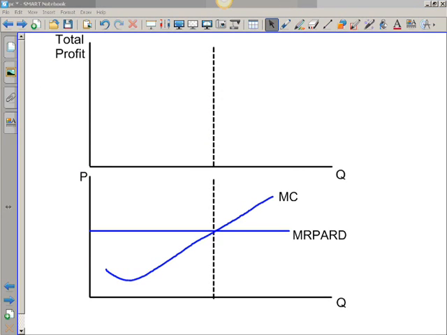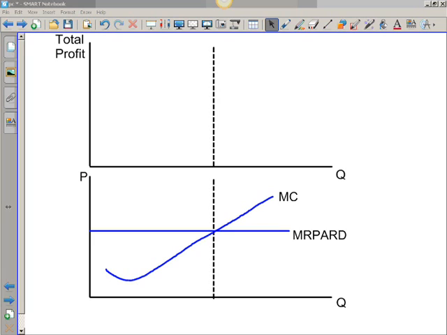Let's take a couple of minutes to elaborate on that concept of firms maximizing profit at the quantity where MR equals MC. I've drawn two graphs here. The bottom graph you should recognize from the previous section where we just looked at marginal costs and marginal revenue. And the top graph we're going to talk about in just a second. It's basically your total product or total profit graph.